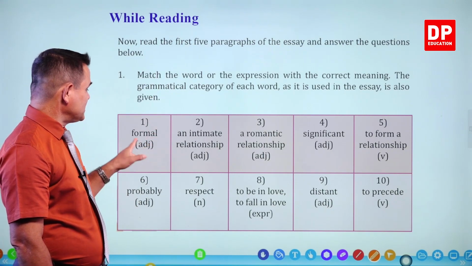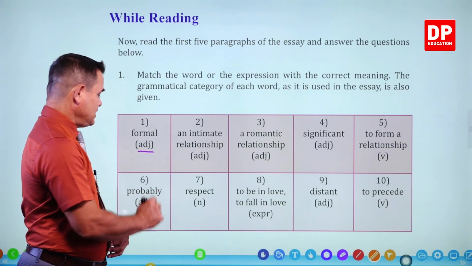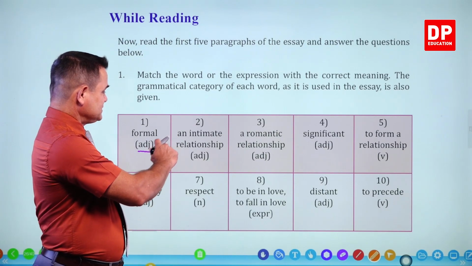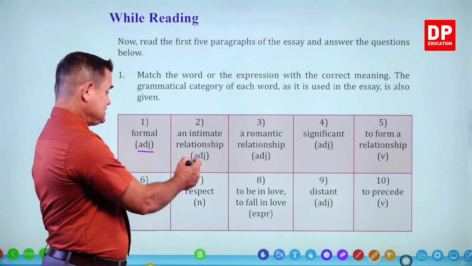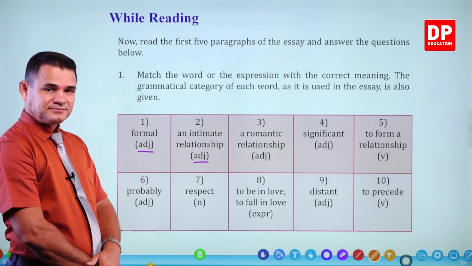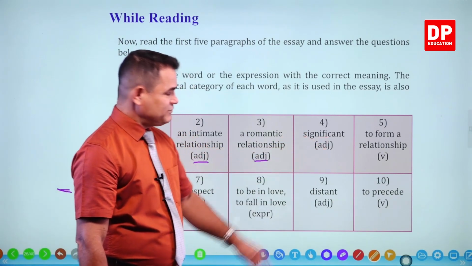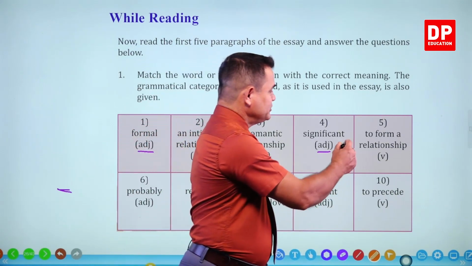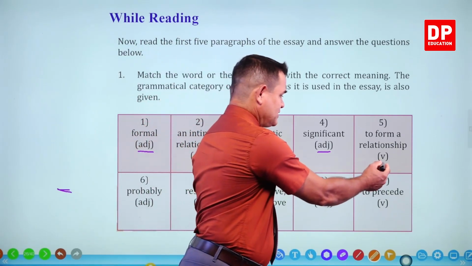ඒකේ grammatical category කියන්නේ දැන් formal කියන්නේ මොකද්ද? grammatical category එක තමයි මේ තියෙන්නේ. ඒ කියන්නේ adjective එකක්. adj දාලා තියෙන්නේ. And intimate relationship. Intimate, it's an adjective. A romantic relationship, it's an adjective. Significant, it's an adjective. To form a relationship, it's a verb, kriyapadaya.